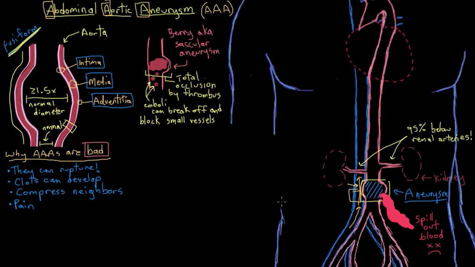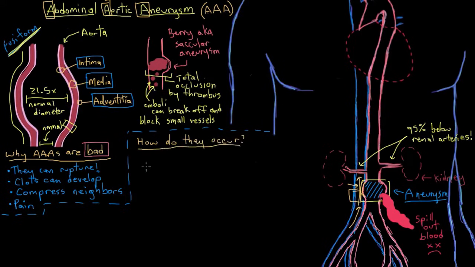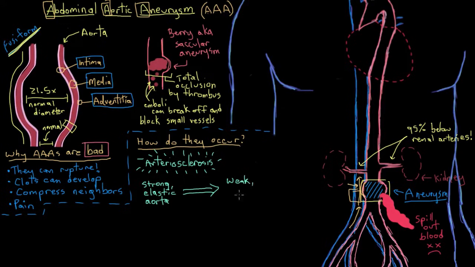But why do they occur in the first place? How do they develop? Well, there's a couple reasons. The most common reason the aorta would balloon out here is because of something called arteriosclerosis, or degenerative change. That just means that the walls of the aorta start to change from normal, where they're nice and strong and elastic, and they start to get weaker and less elastic. They become more firm and hard.